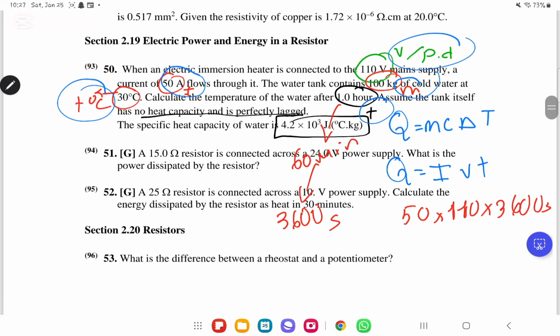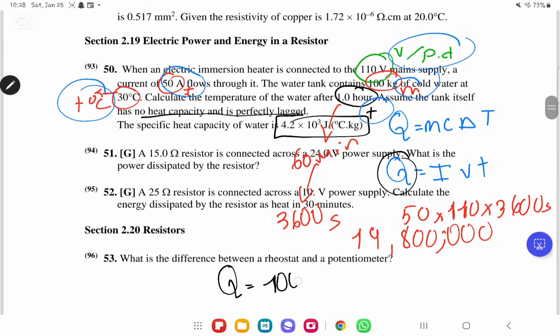If you put it on the calculator, it's gonna be 50 times 110 times 3,600, and we will get an answer of 19,800,000. Okay, so we know this is the value of Q. We also know that Q is equal to the mass, which is in kg, which is 100 kg, times the C of water, which is 4.2 times 10 to the power of 3, times the change in temperature.